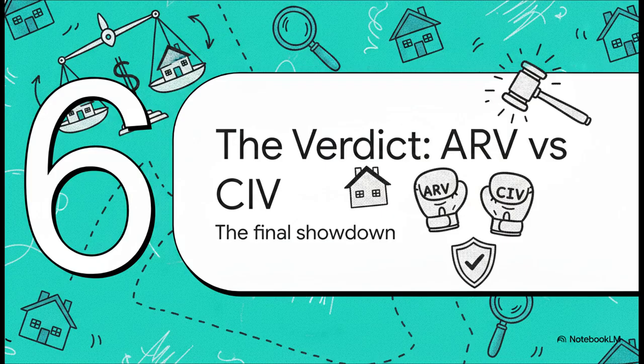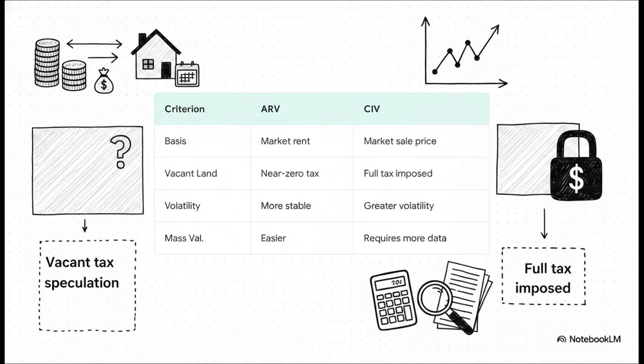And finally, Section 6, the verdict, ARV versus CIV. All right, it is time for the final heavyweight showdown between our 2 main property tax systems. Annual rental value is based on income flow, making it highly stable over time and much easier for mass valuation of similar properties. But it places a near-zero tax on vacant land, which heavily encourages speculation. Capital improved value, on the other hand, is based on the market sale price. It slaps a full tax on vacant land, stopping speculation in its tracks. CIV is definitely fairer and better exemplifies equity, but it comes with greater volatility and is incredibly data-hungry, making mass valuation expensive and complex.